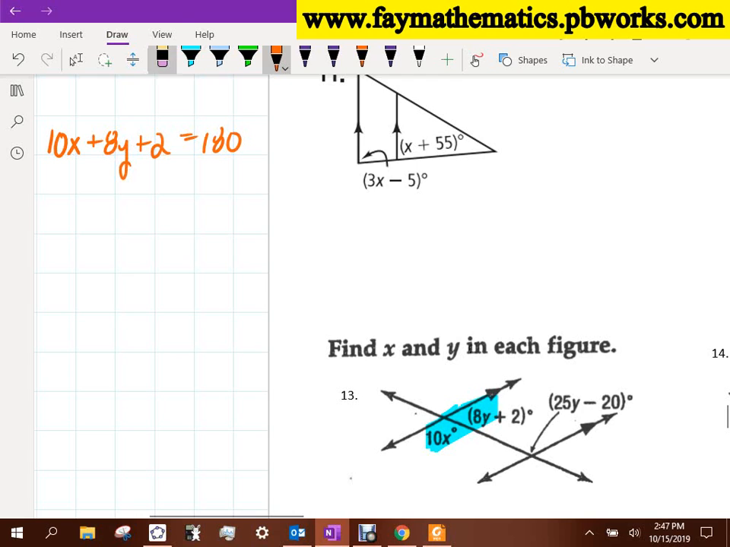Okay, we've got supplementary angles there, but that's two variables. So maybe we look at, just real quick, what would be the argument between that angle and that angle? They're the same. They're alternate interior, right? So I get 10x equals 25y minus 20. So now here's my thought.